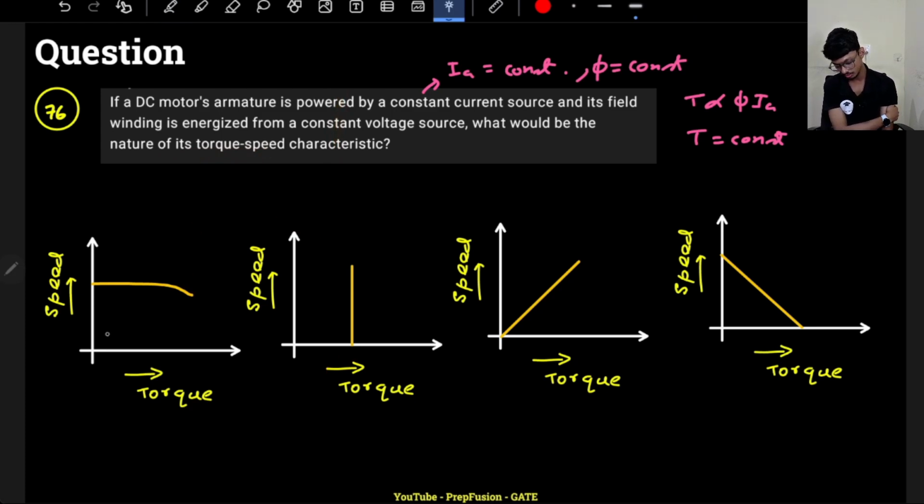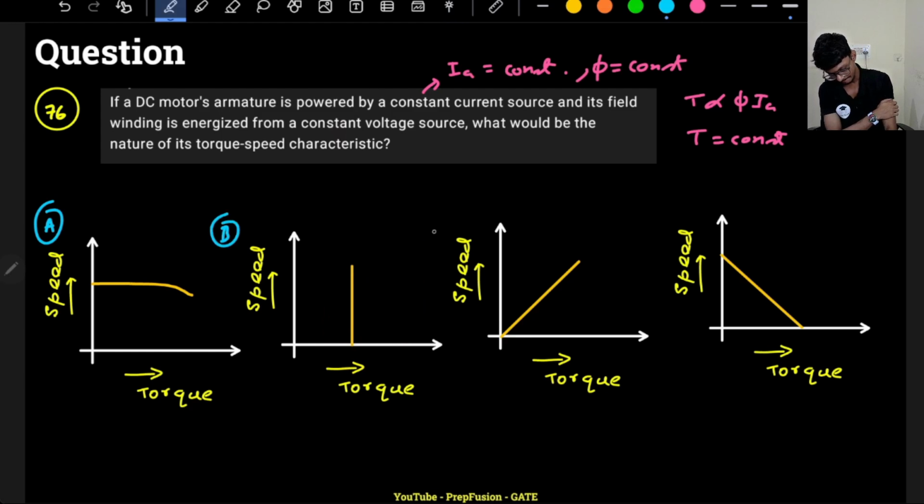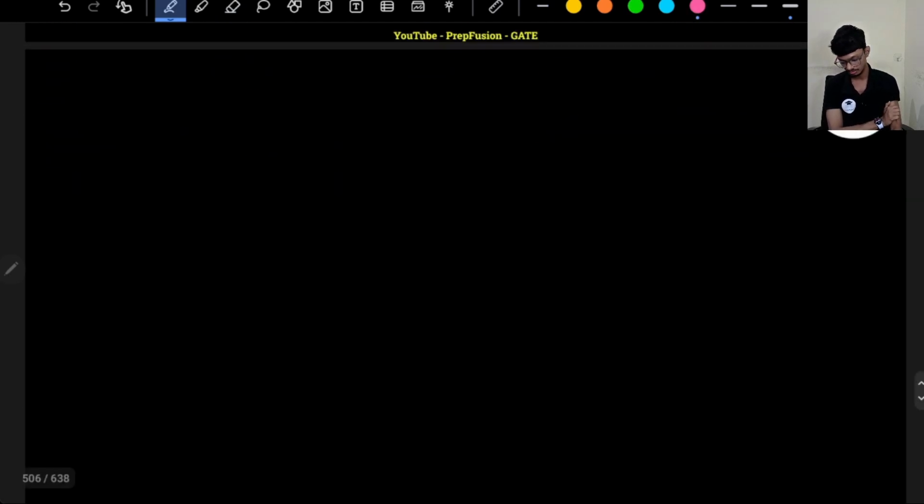Here, if I see, torque is changing, so speed is constant. No, here I see torque changes, speed also changes. Here I see torque changes, speed also changes. No, here in this graph I see whatever is the value of speed, torque is constant. So I should have written the options A, B, C, D. So option B will be the correct answer in this question.